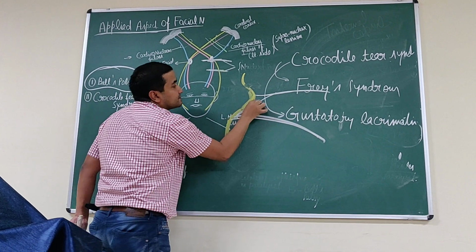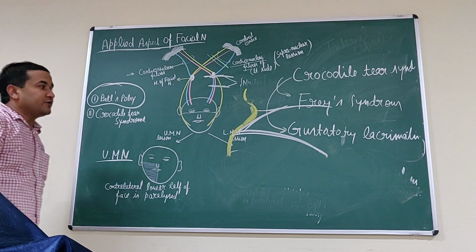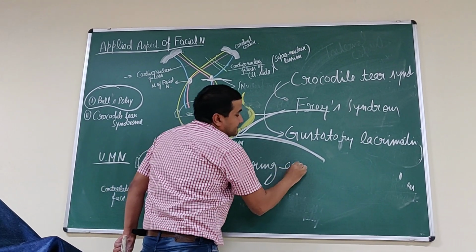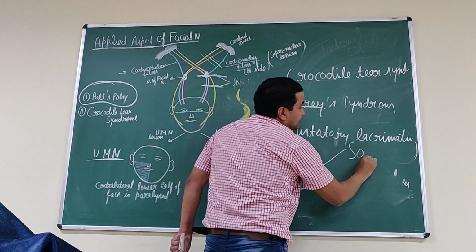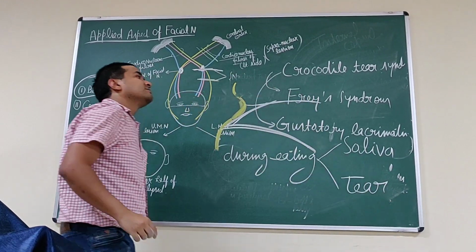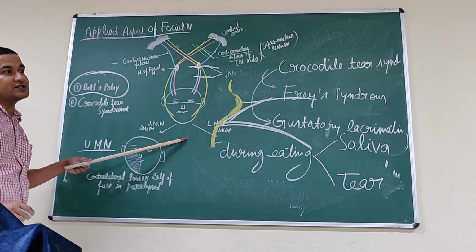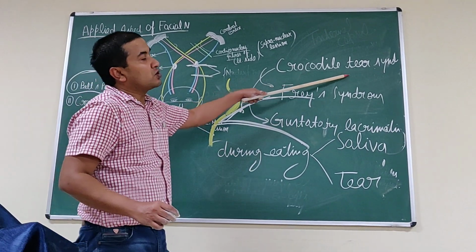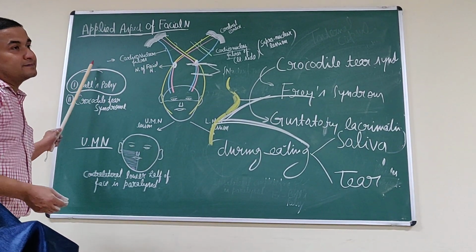join with the lacrimal nucleus fibers. As a result, during eating, both will secrete saliva as well as tears, because both secretions are controlled by these facial nerve branches and they mismatch, and this results in the crocodile tear syndrome. This is about the facial nerve. Thank you.